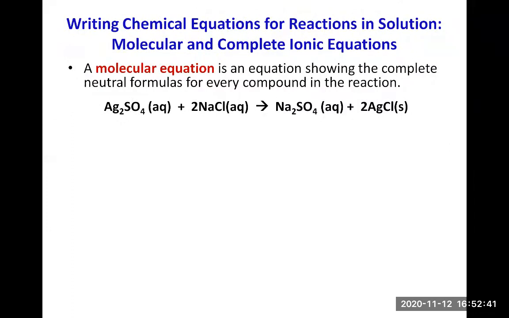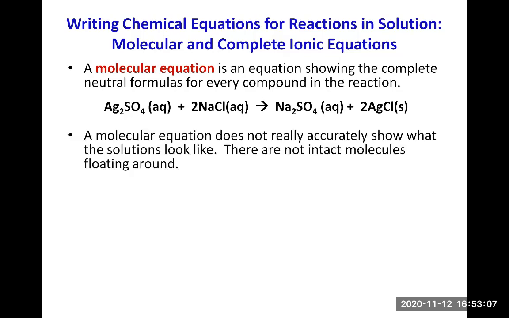For example, Hg2SO4 aqueous solution plus 2 NaCl, another aqueous solution, react together to make Na2SO4, another aqueous solution, plus 2 AgCl, a solid. So that's a precipitation reaction here. And so we call this a molecular equation because it shows all the compound formulas. But a molecular equation does not really accurately show what the solutions look like. They are not intact molecules floating around.